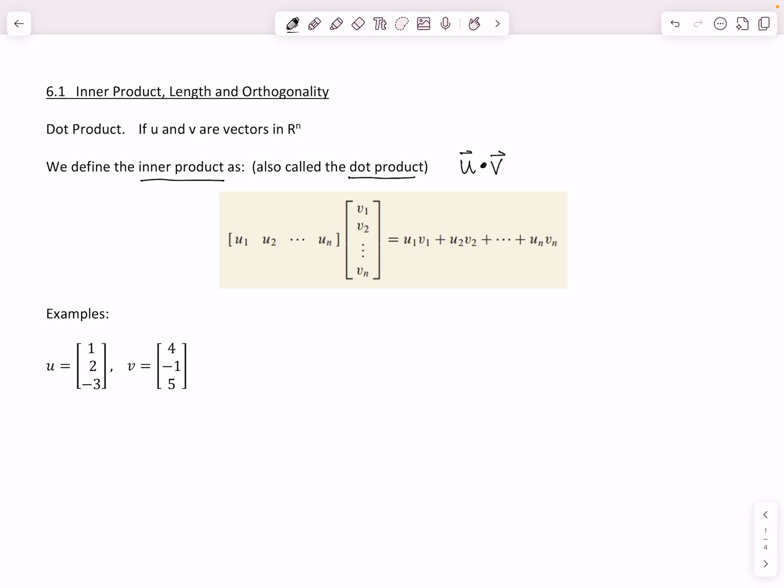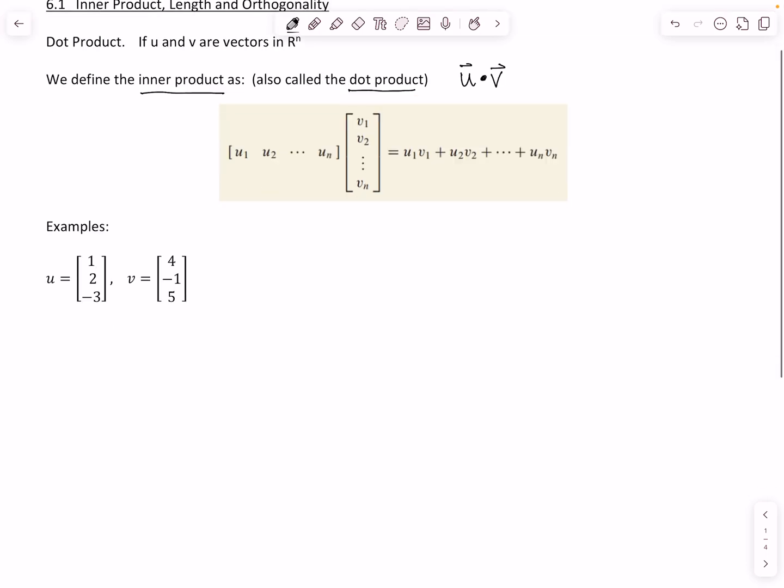It's not quite multiplication. If we make U a horizontal vector, you can think of it as a 1 by n matrix, and V is an n by 1 matrix. What we end up getting is just a scalar. We get a number. So here's an example.